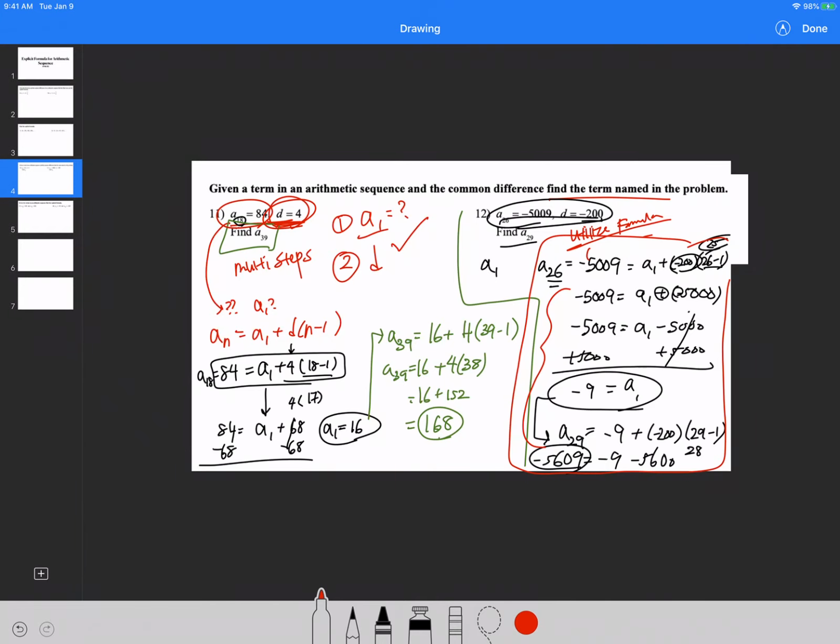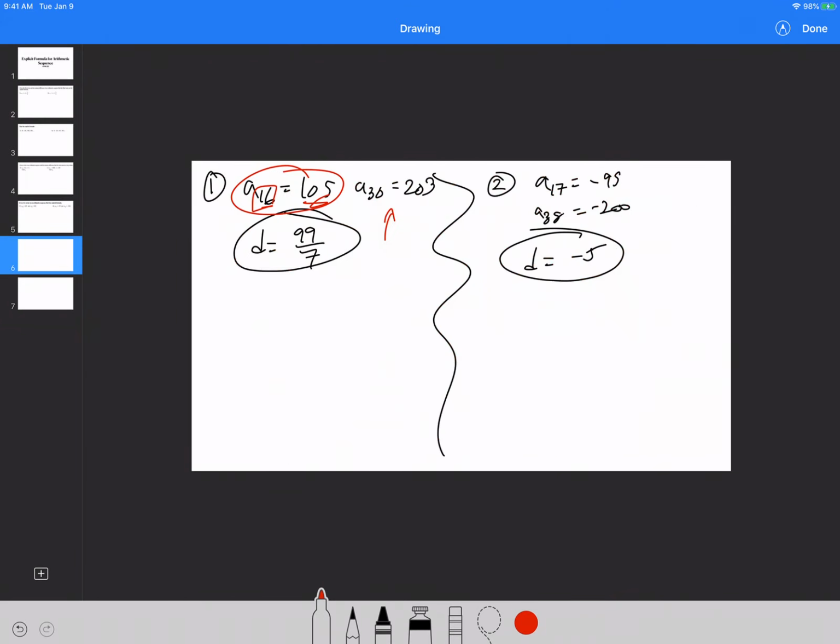You need to first solve for the first term and then find the explicit formula. So our job is to find a sub 1, because I have the common difference now. That's a check. But in order to have an explicit formula, I need the very first term, which we do not know. So let's utilize this to my advantage.